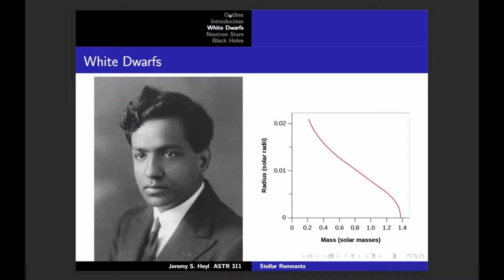But the curve doesn't go on forever. It stops. You can see it stops just below 1.4 solar masses. So Chandrasekhar realized that although this electron degeneracy can hold up this object, there's a maximum mass that it can support, which is this 1.4 solar masses that we call the Chandrasekhar limit.